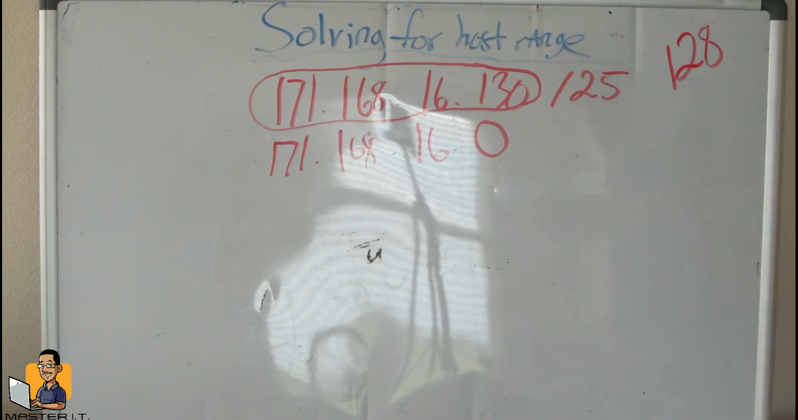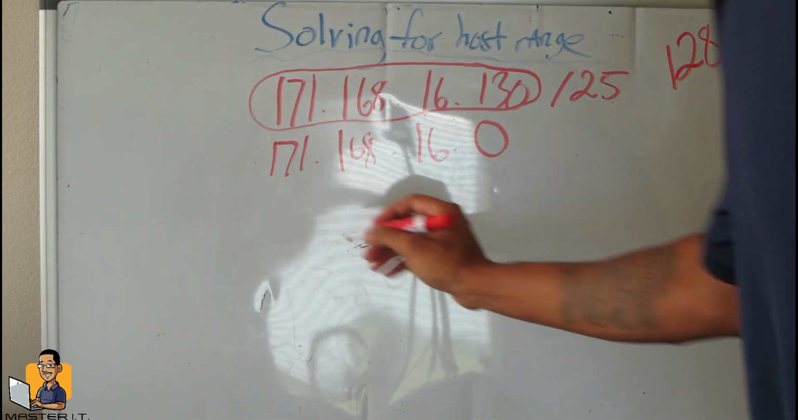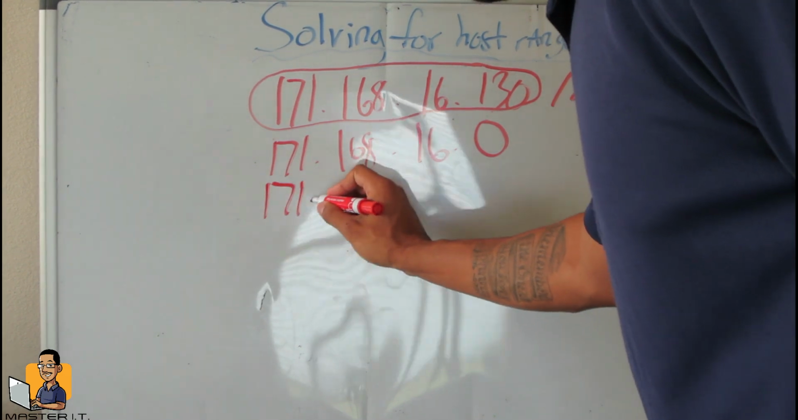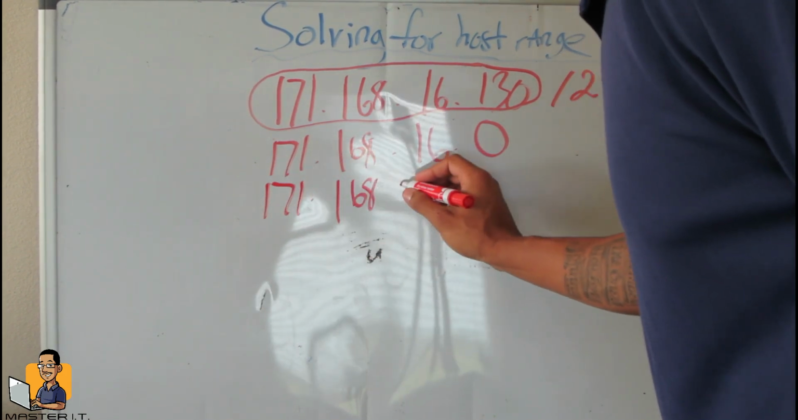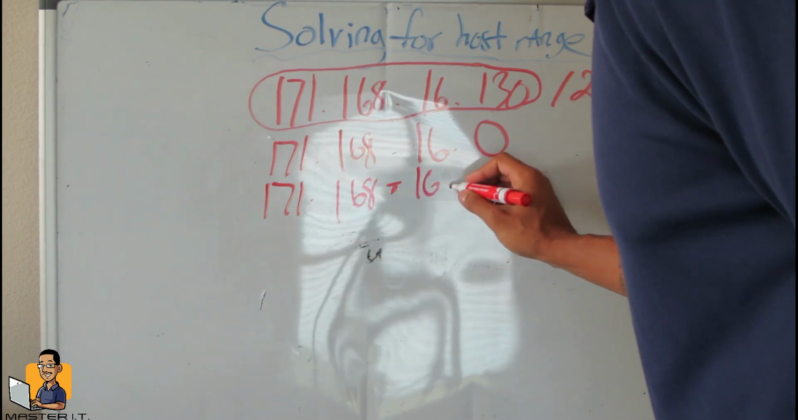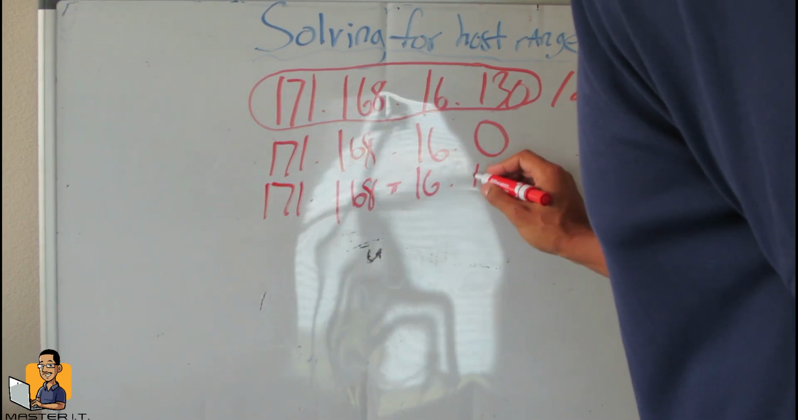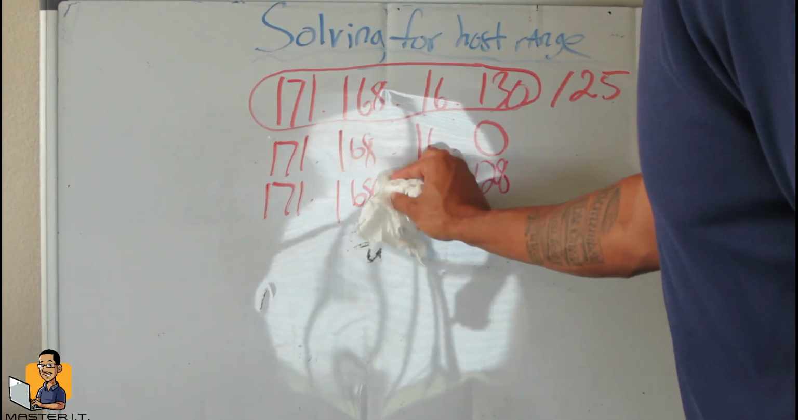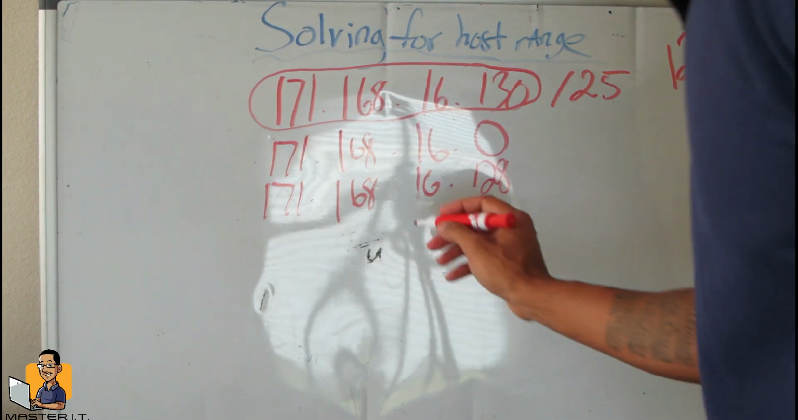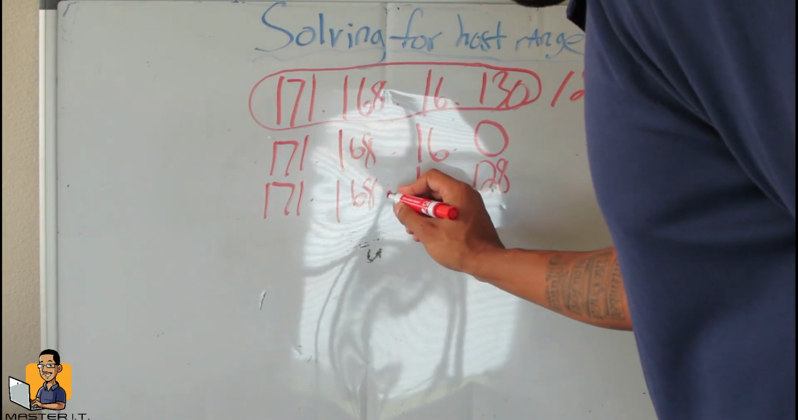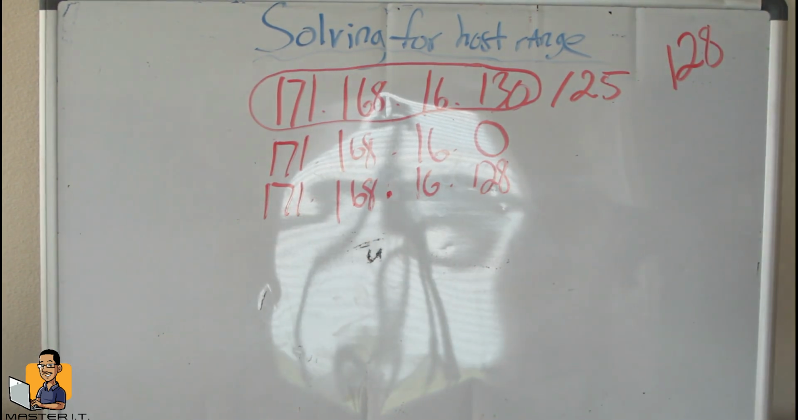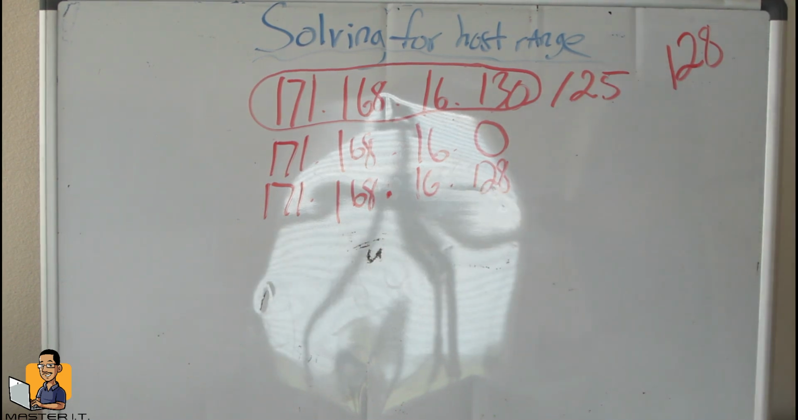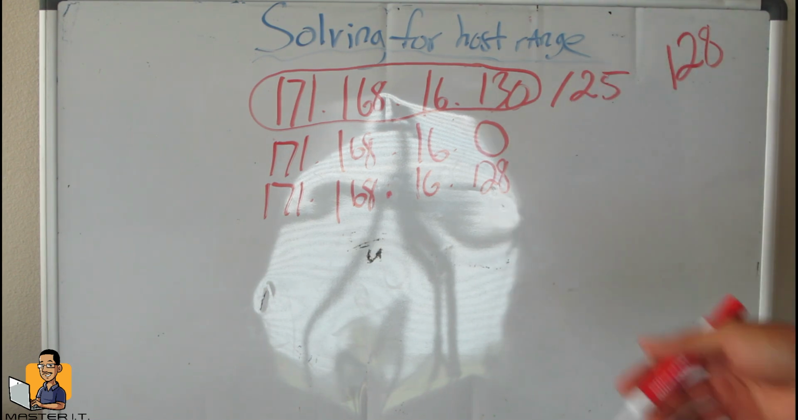So what do we think our next network is? Perfect. Our next network is gonna be 171.168.16.128. Our network is incrementing by 128, so the next network has to be 128. All right, so we're trying to find a network that 130 would actually fit into. So let's just go to the next network.